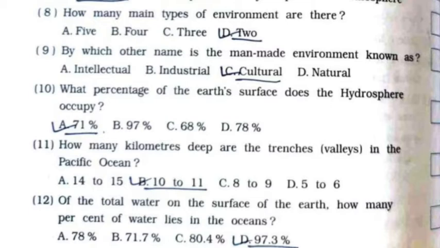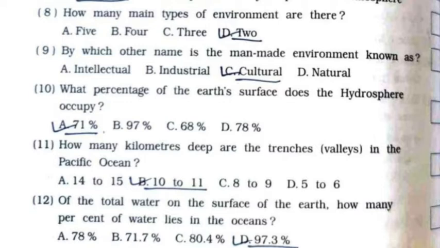Ninth, by which other name is the man-made environment known as? It's option number C, cultural. 10th, what percentage of the Earth's surface does the hydrosphere occupy? It's option number A, 71%. 11th, how many kilometers deep are the trenches, that is valleys, in the Pacific Ocean? It's option number B, 10 to 11.